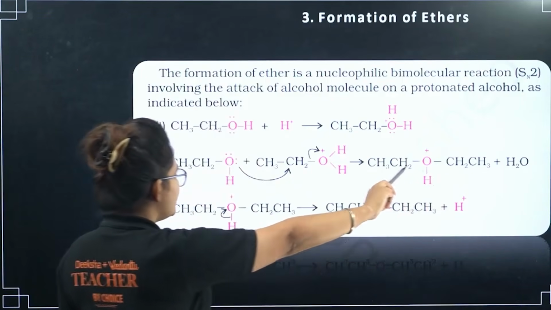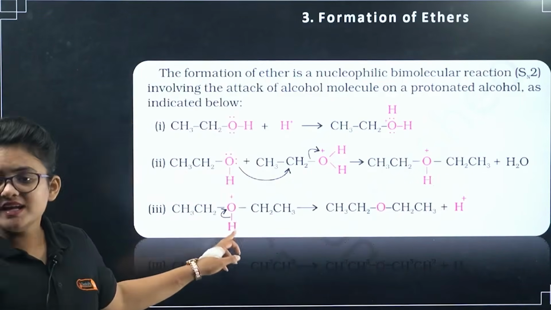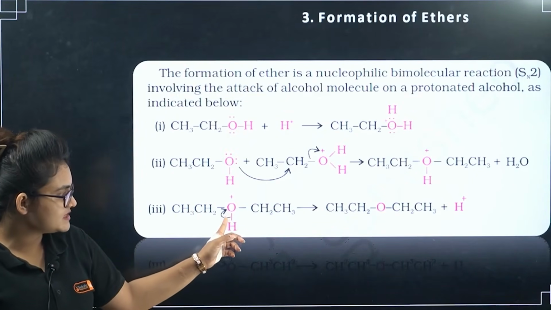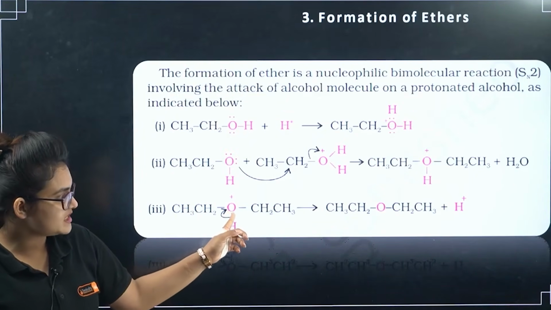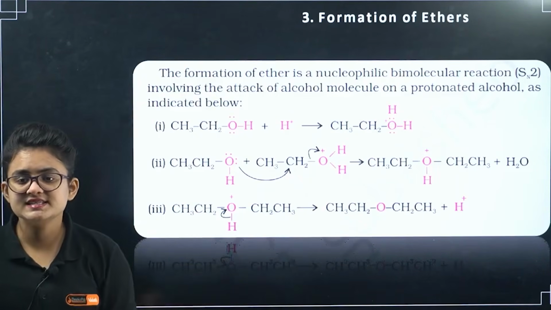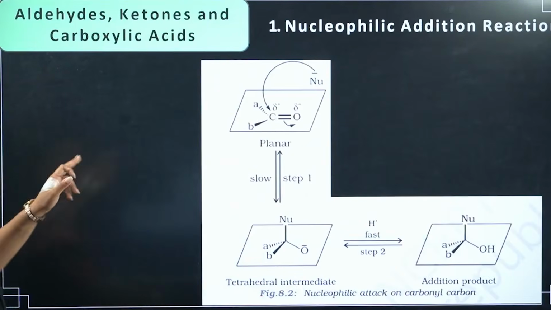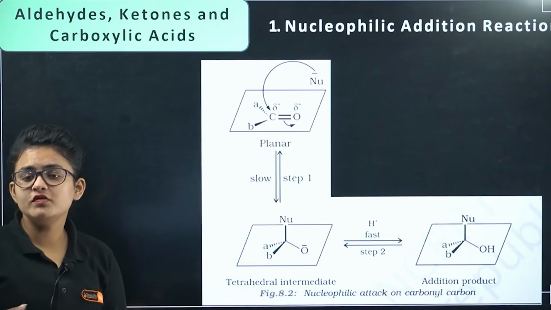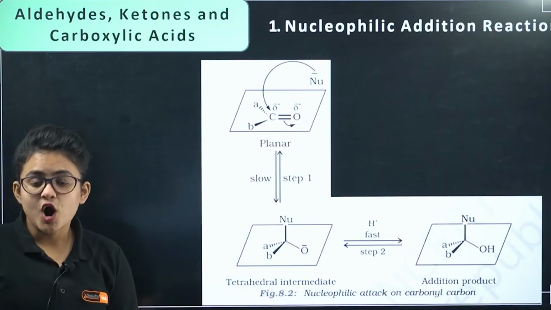Right, now it's a release of a proton. So from here this oxygen hydrogen bond breaks, it gives the electron to the oxygen and the hydrogen is released and you will end up with some ether. I guess it's clear to you. Let's proceed further. One of the most important things, that is a nucleophilic addition reaction on carbonyl.